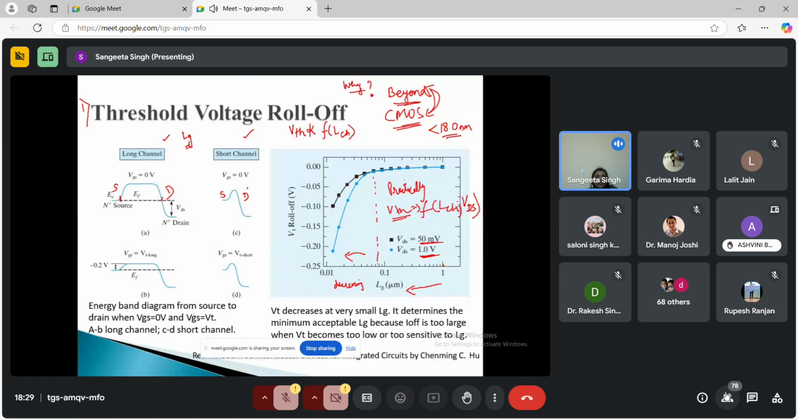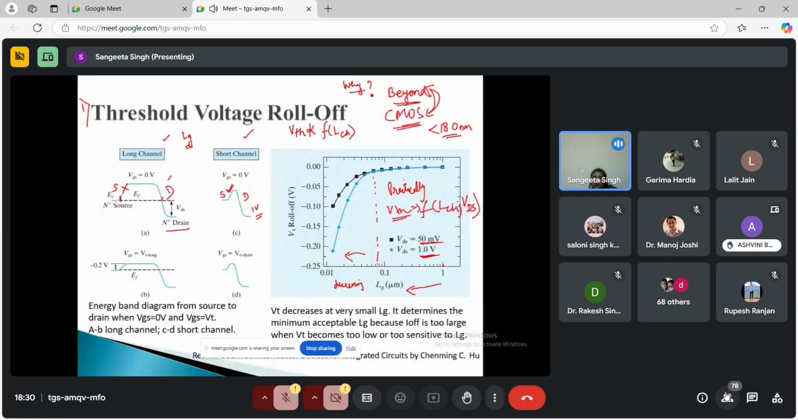Similarly, in a long channel device, the source and drain are not in close proximity to each other. If you are applying any bias at the drain side, it is not reflected at the source side. But in a short channel device, your source and drain are in very close proximity with each other. So if you are applying any bias here, say 1 volt, what will happen? It will affect your potential barrier at the source side also.